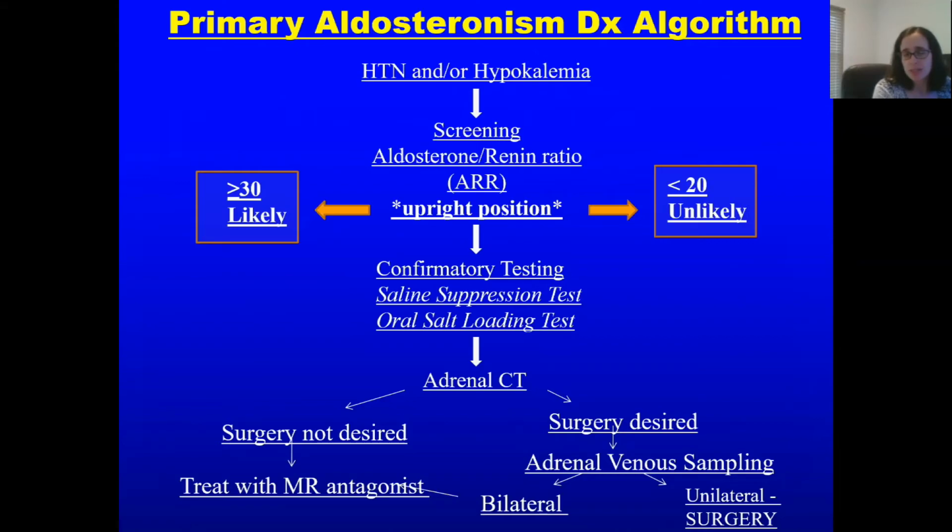In younger patients less than 40, because the incidence of adrenal adenomas is very low, generally in those patients, if they've got an adenoma, you can just go take out that adenoma. In older patients, the incidence of adrenal adenomas is much higher. So sometimes we'll see an adenoma on one side, but the aldosterone will be coming from the other side. So in these patients, we do pursue adrenal vein sampling.